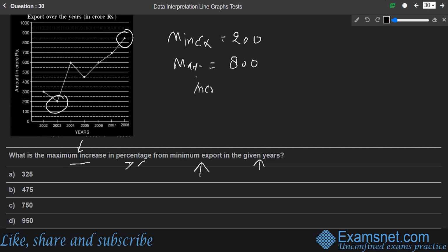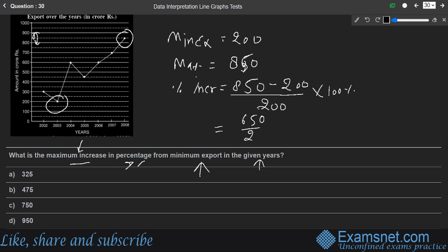Rather, the highest value is 850, not 800. It is between 800 and 900, so it has to be taken as 850. So the increase is nothing but 850 minus 200. To convert this into percentage increase, it has to be the increase value divided by the older value, that is 200, multiplied by 100%. This is nothing but 650 divided by 200 into 100%, which is 650 divided by 2, which comes out to be 325%. So that becomes the right answer. 325 is the right answer to this question, which is available in option A.